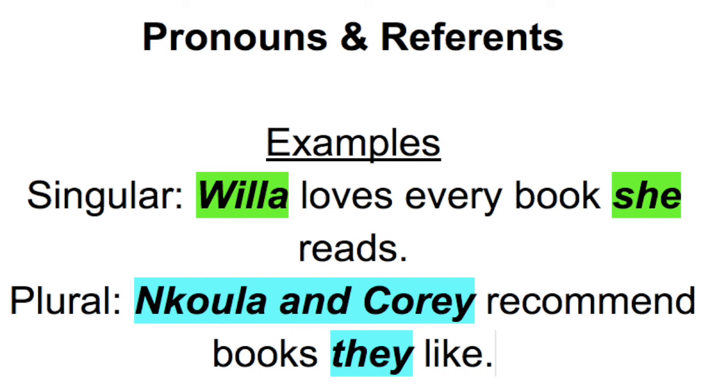Now let's look at the plural example. We know plural means more than one. Nicola and Corey recommend books they like. So the referents are Nicola, I think that's how you say that, Nicola and Corey. There's two of them, so that's plural. So you can't just say he or she, you have to say they. You replace Nicola and Corey with a plural pronoun, they.